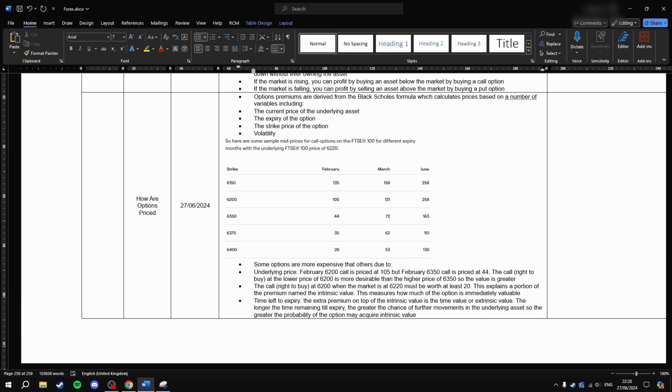So how much the extra premium on top of the intrinsic value is the time value, or extrinsic value. The longer the time till expiry, the greater the chance of further movements in the underlying asset, so the greater the probability of the option hitting the strike price. The closer it is to the strike price, the more intrinsic value it gains, because the intrinsic value measures how much of the option is immediately valuable. So as long as it gets close enough to the strike price, that much amount is immediately valuable, right?